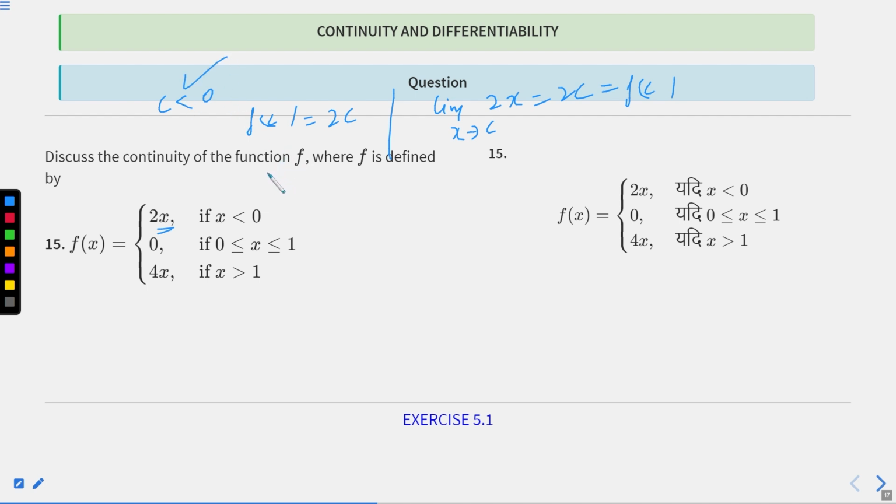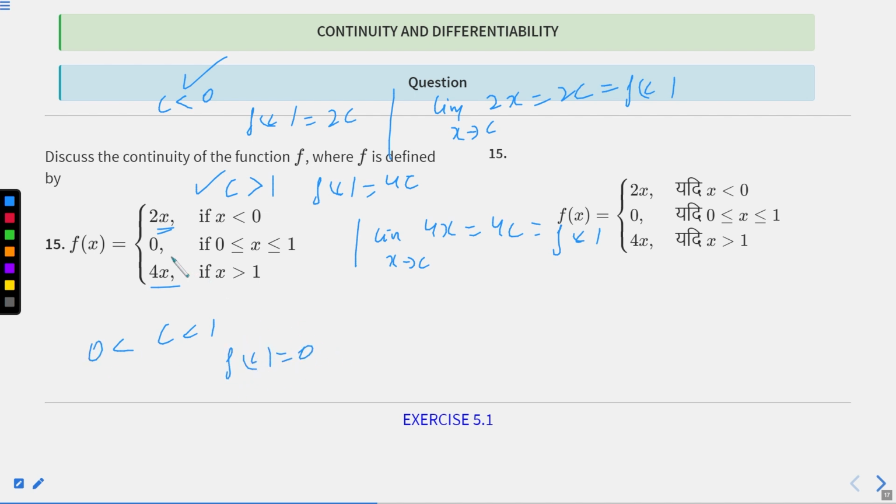Okay, clear? Okay, now if C is greater than 1, then what? If C is greater than 1, then f of C will be, as you can see, 4x. Then if you try to find out the limit, this will be 4C. Sorry, it will be 4C. This will be just f of C. So continuous. Okay. Now if C is in between 1 and 0, then what? Then f of C will be just 0. As you can see, just 0. And limit x tends to C, this will be 0 and 0. This means f of C.